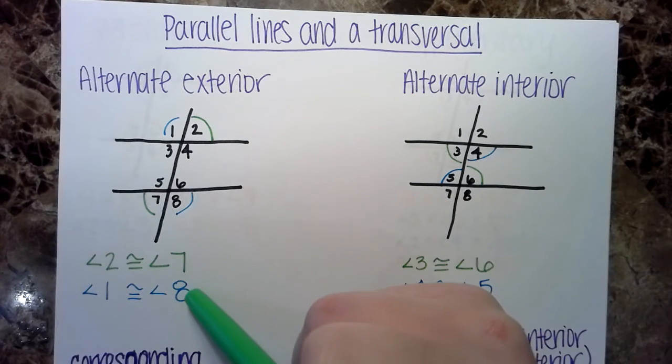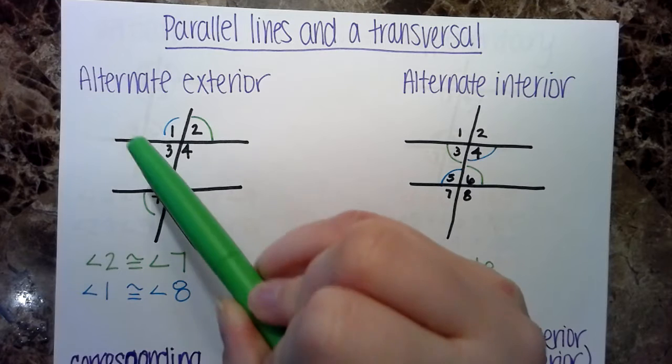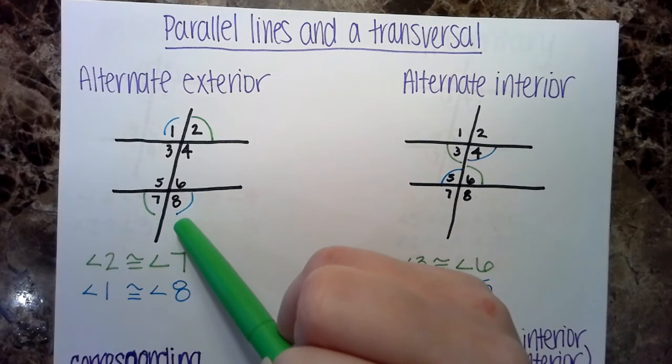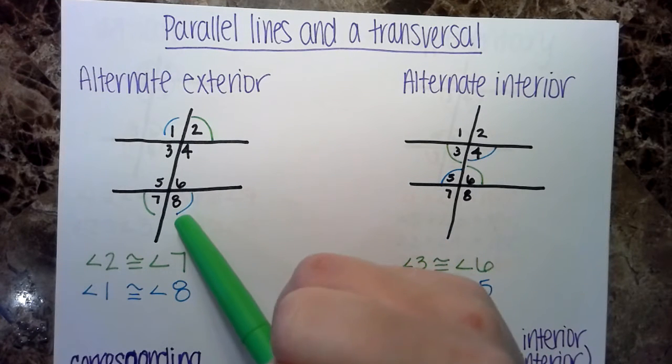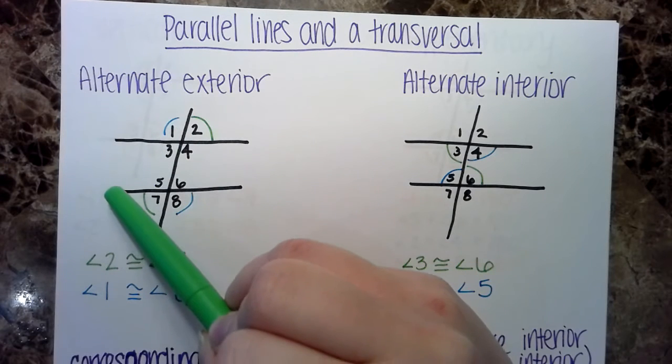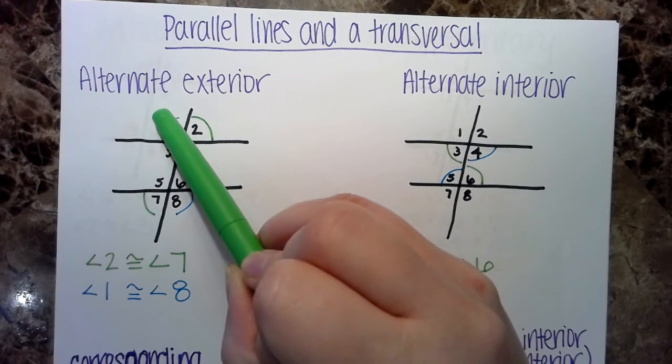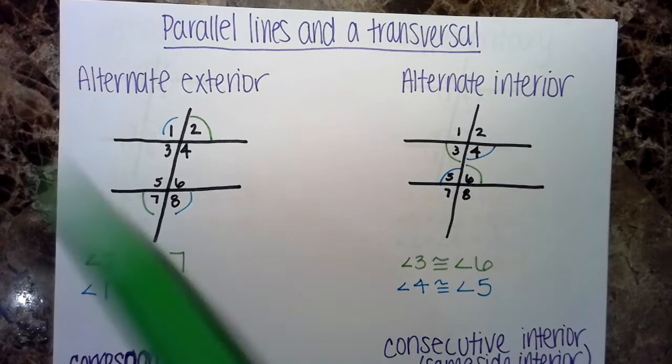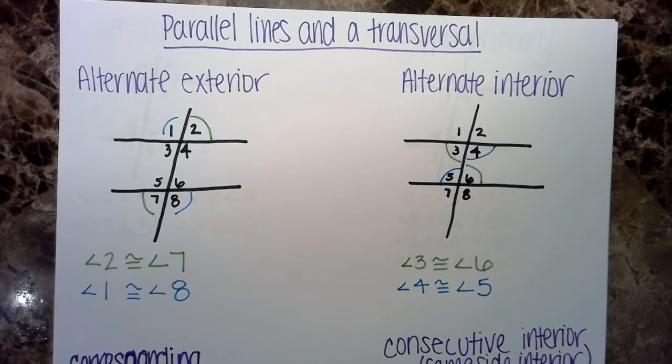Another pair of alternate exterior are 8 and 1. So they're also congruent. That means that if 8 is 30, then 1 would be 30 as well. So they're outside the parallel lines, across from the transversal. So those are those pairs of angles.